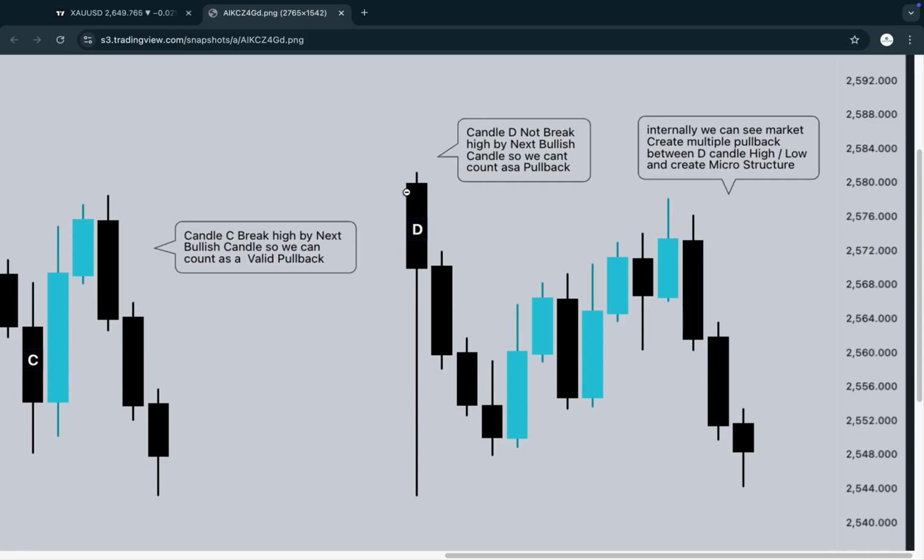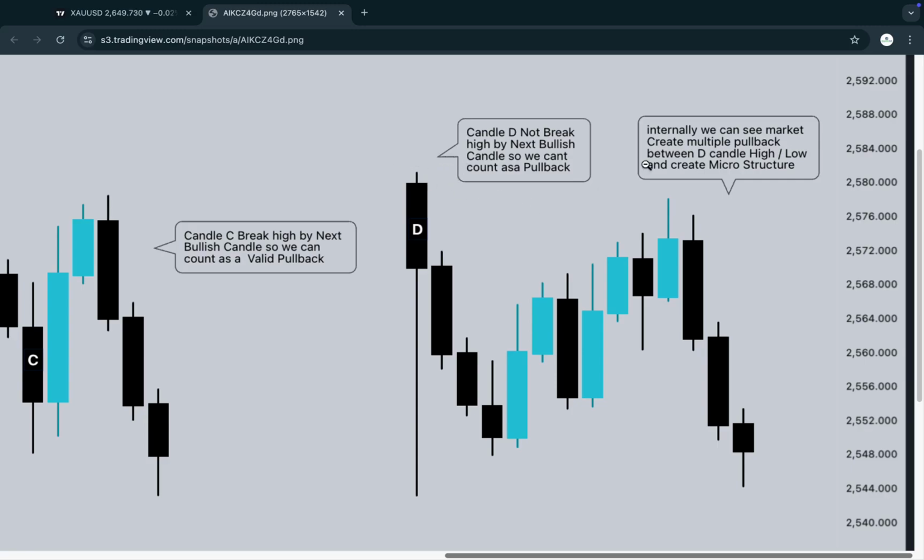After that, the market takes some consolidation and creates internal structure like this. So how can we mark it? This is our D candle's previous high and previous candle low. If anything happens between these, it is called micro structure or a micro pullback, and you can buy or sell based on it for the short term, not for the long run. If anything happens like this, is this a valid pullback or not? If you mark the major pullback here, you need to consider the D candle.